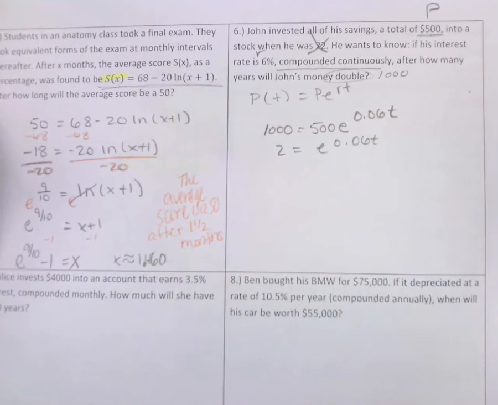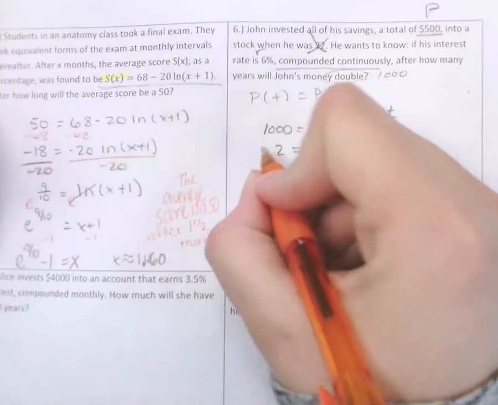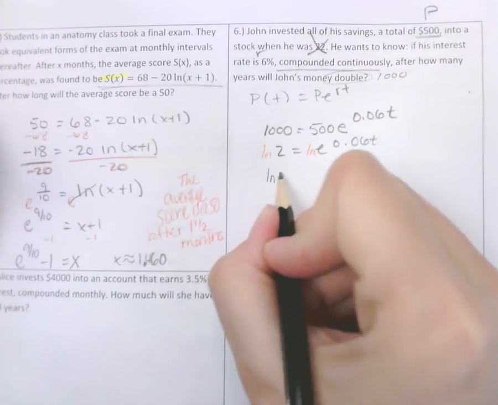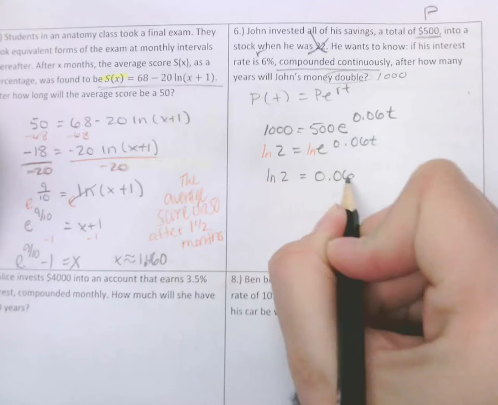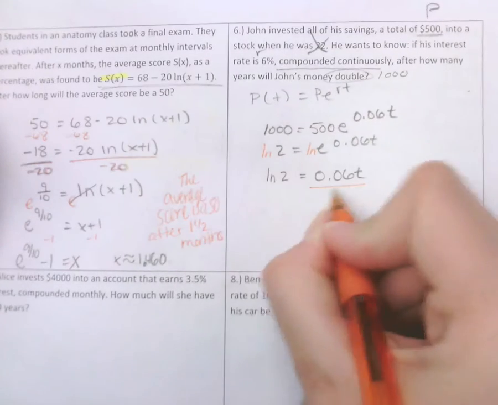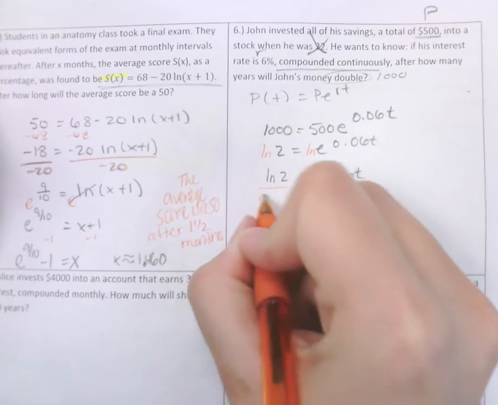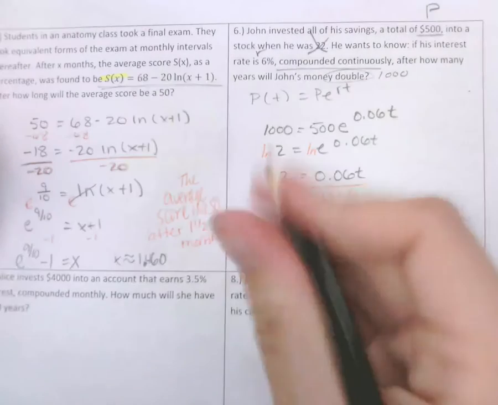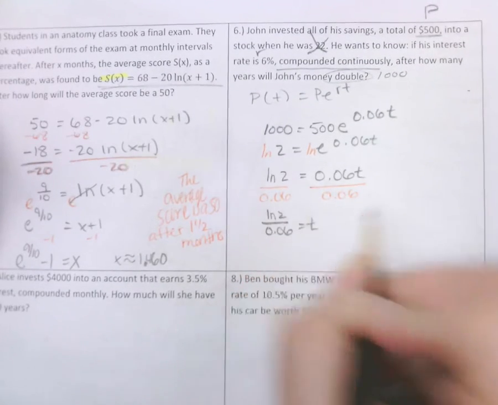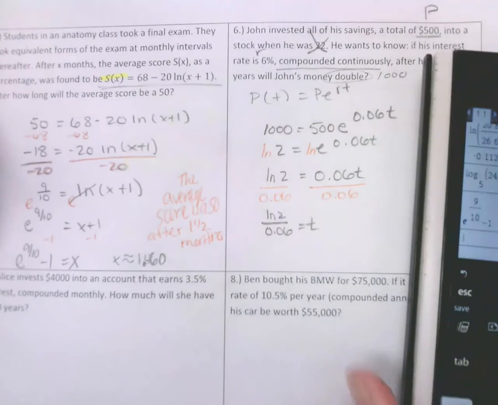After you divide, you use the natural log. So I get the natural log of 2 equals 0.06t. And then divide. So natural log of 2 over 0.06 is t. And you're just going to go to your calculator and ask, what is that? A number.